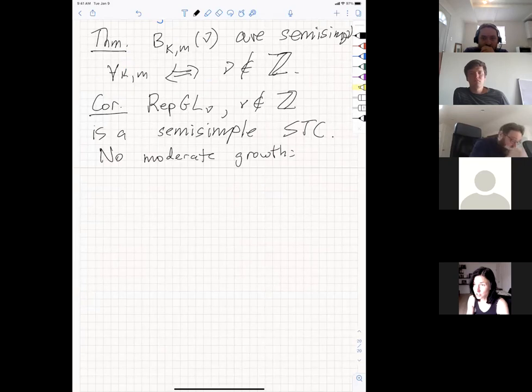Because if... Can you say again what semi-simple means in this context?